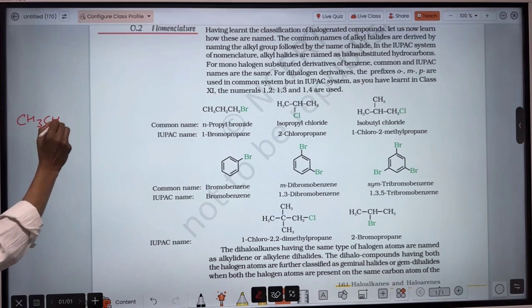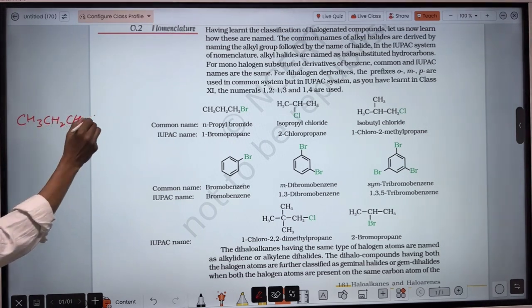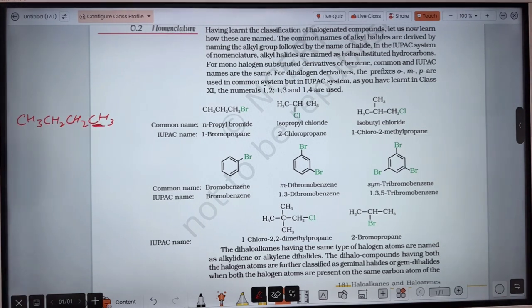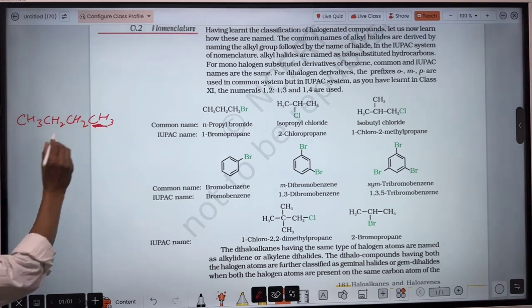This is butane. If the hydrogen from the primary carbon atom is taken out, then the whole group can act as a substituent. A hydrogen attached to the primary carbon is also called primary hydrogen or 1-degree hydrogen. So when you remove this hydrogen, it can act as a substituent.